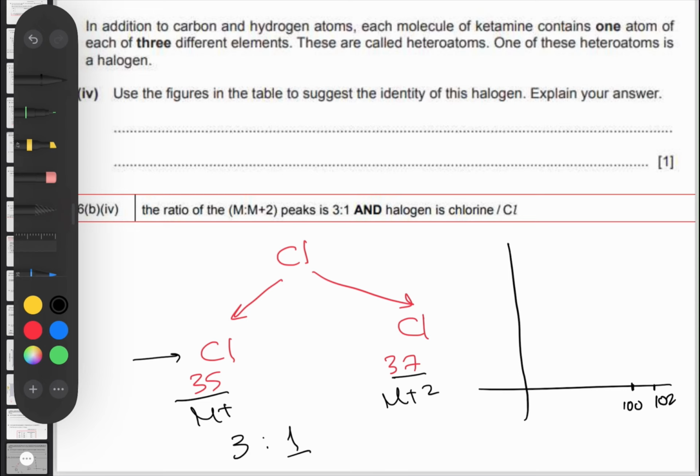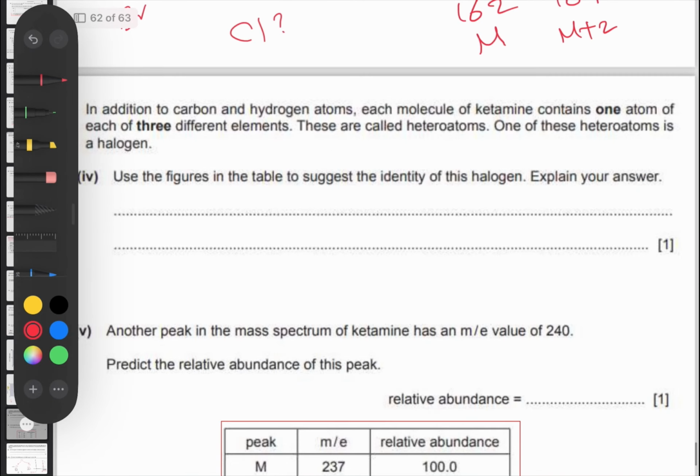So if we take this, it should be 1/3. So this is a 3 to 1 ratio. Since you have this 3 to 1 ratio, with a difference of M and M plus 2, then definitely you have Cl as the halogen. And now let's start solving some questions.